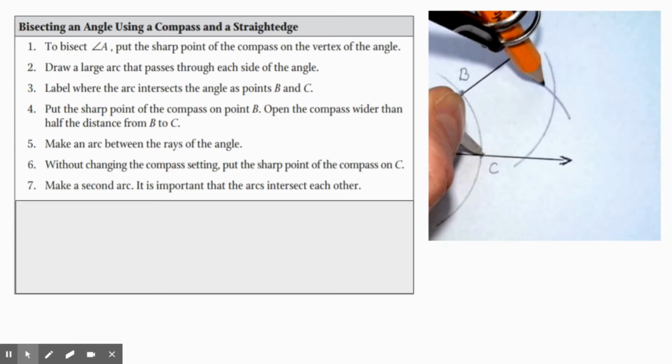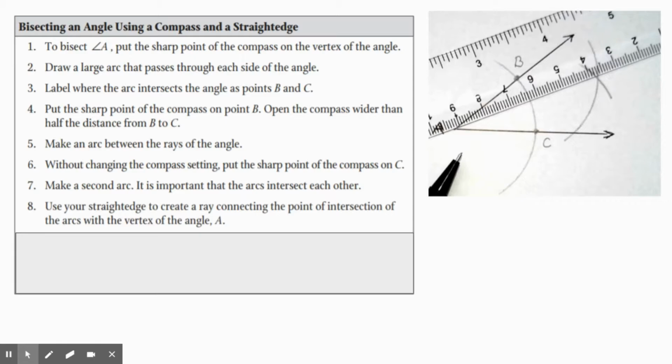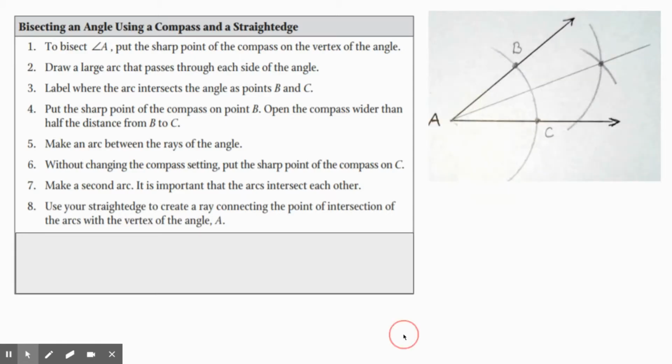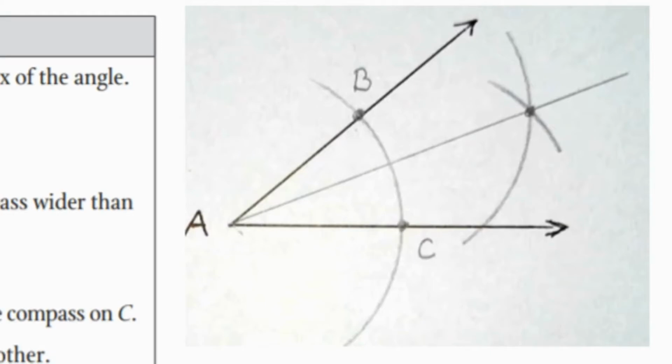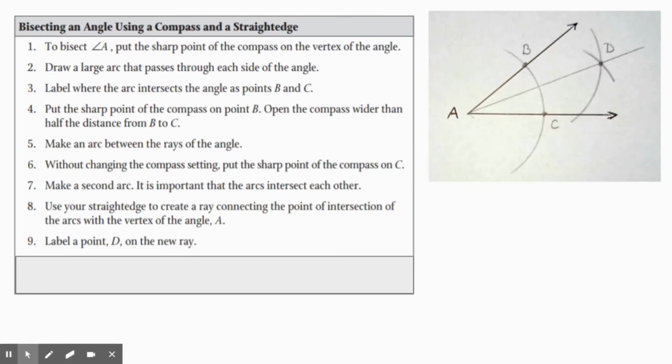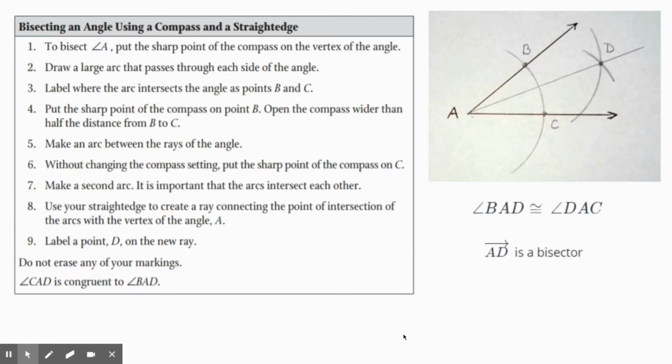I'm going to connect that point to A with my straight edge. And that ray is going to be the angle bisector. I've now just cut angle BAC in half, two equal halves, basically. So AD, ray AD, is a bisector, and therefore angle BAD is congruent to angle DAC.